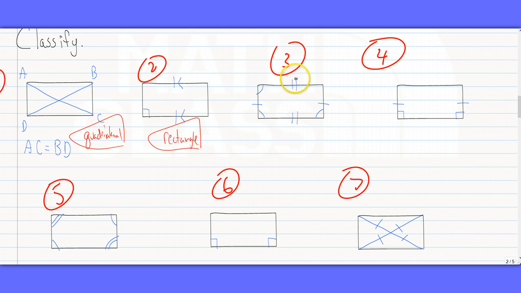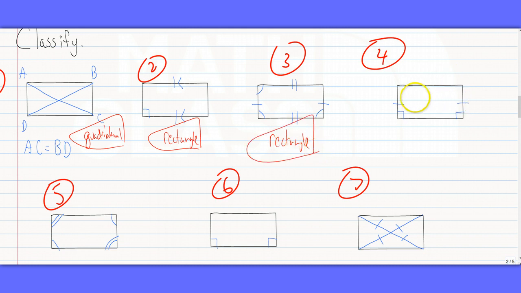Number 3, both pairs of opposite sides are congruent, so it's at least a parallelogram. And we have consecutive angles that are congruent to each other. So these angles not only are supplementary because of the parallelogram part, but now that I know they're equal to each other as well, they must be 90 degrees. So they're all 90 degrees. So number 3 also is going to be considered a rectangle.